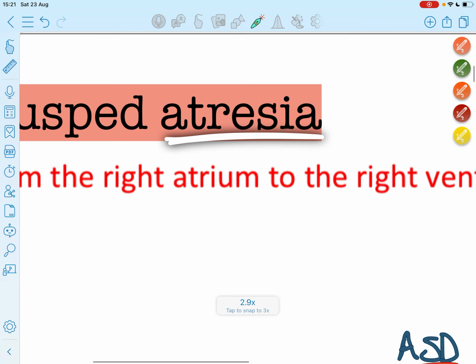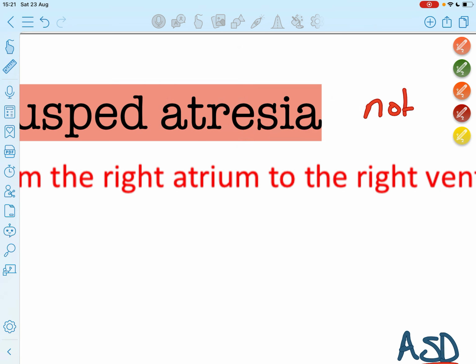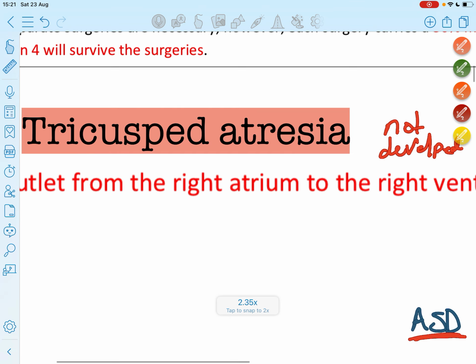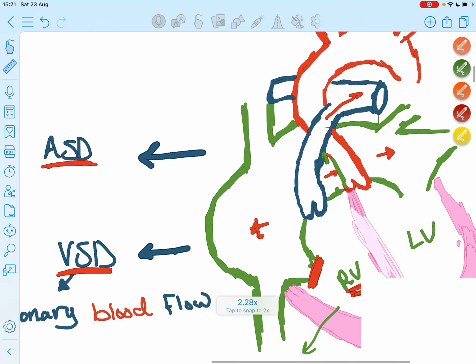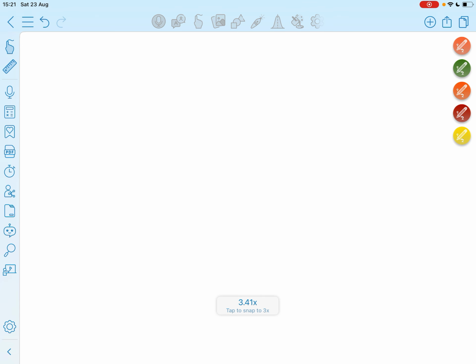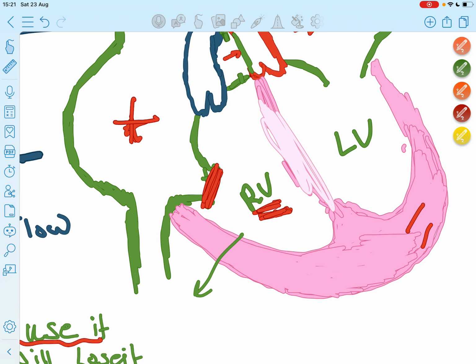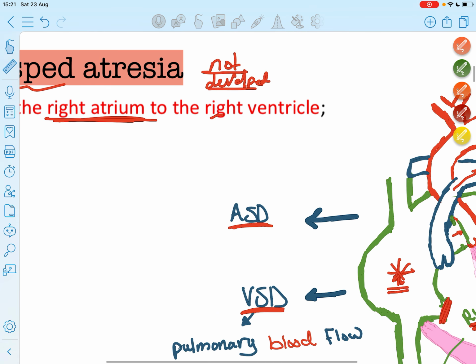Atresia means something is underdeveloped. It's not developed yet. And what is not developed? The tricuspid valve. So the tricuspid valve is just a block. There will be no outlet from the right atrium to the right ventricle.